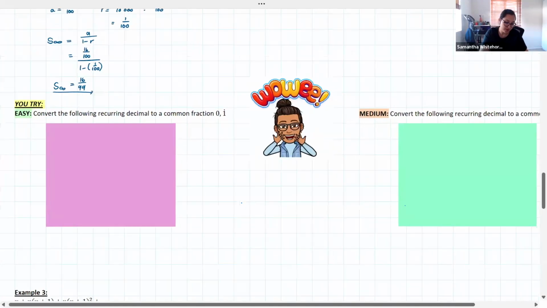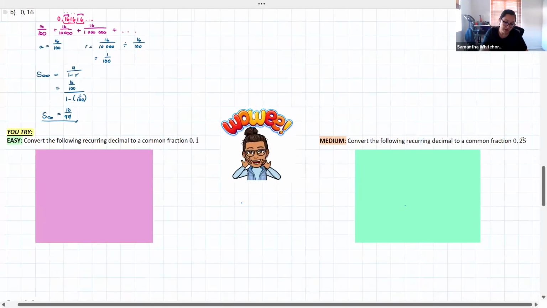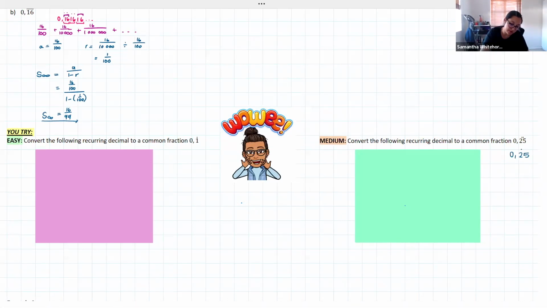Okay, so here are your two options. That's a weird looking recurring over here, but basically it's 0.25 recurring, where the 2 and the 5 is recurring. Sorry, the dots are a bit odd. Either you're going to convert 0.1 recurring or you're going to convert 0.25 recurring. I'll give you like 5 minutes and then we'll have a look at the answers. Again, I'm going to mute myself, otherwise I feel like I have to talk.